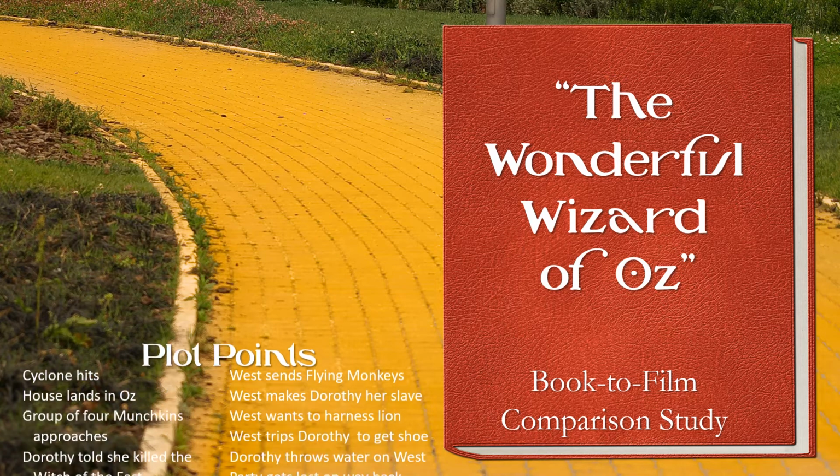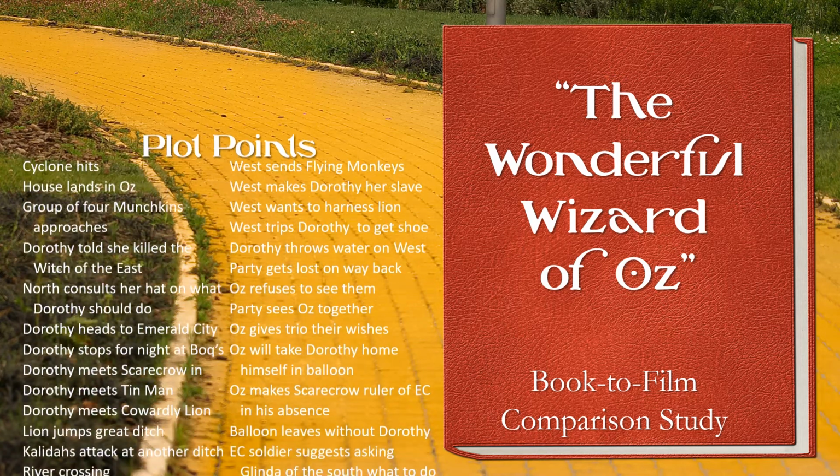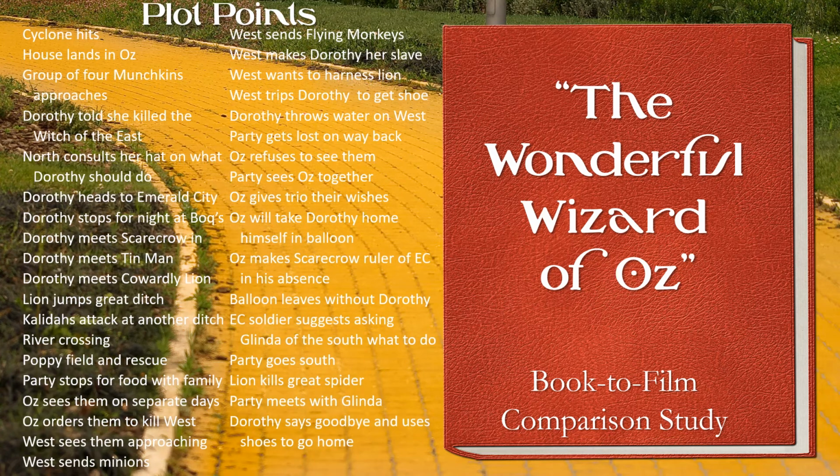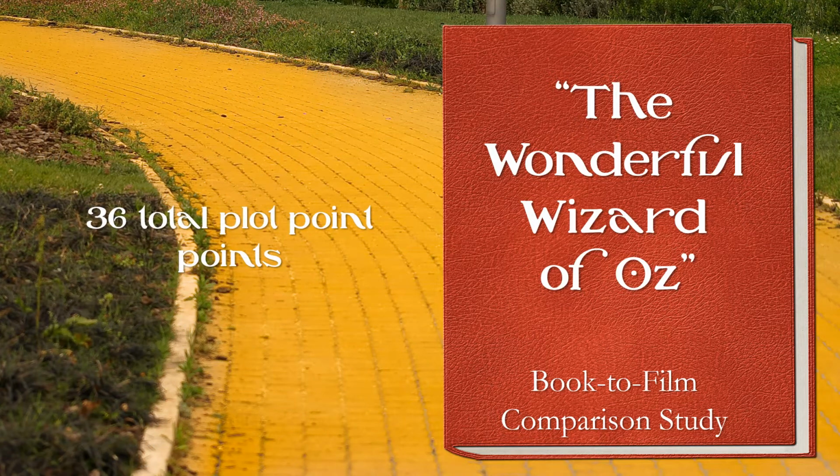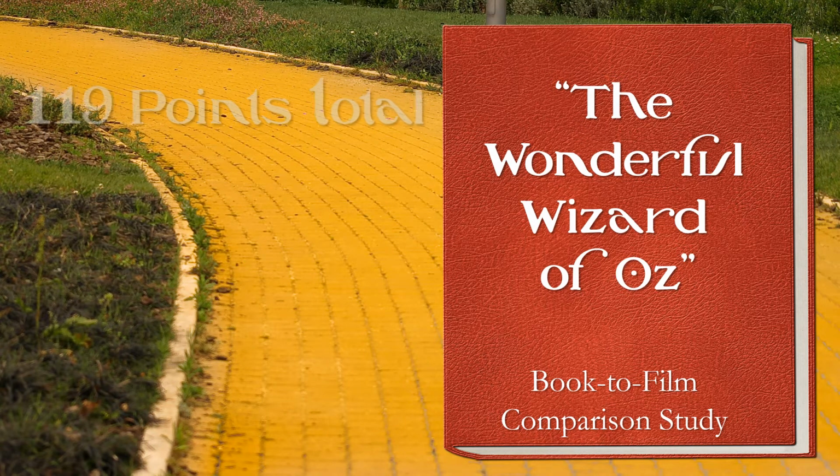For plot points, points are given if the plot point happens, sometimes only when it's supposed to happen, such as the order in which Dorothy meets the companions. Bonus points are given if a detail is present in the plot point, such as Toto hiding under a bed rather than anywhere else during the cyclone. There are 36 possible plot points. There are 119 possible points.